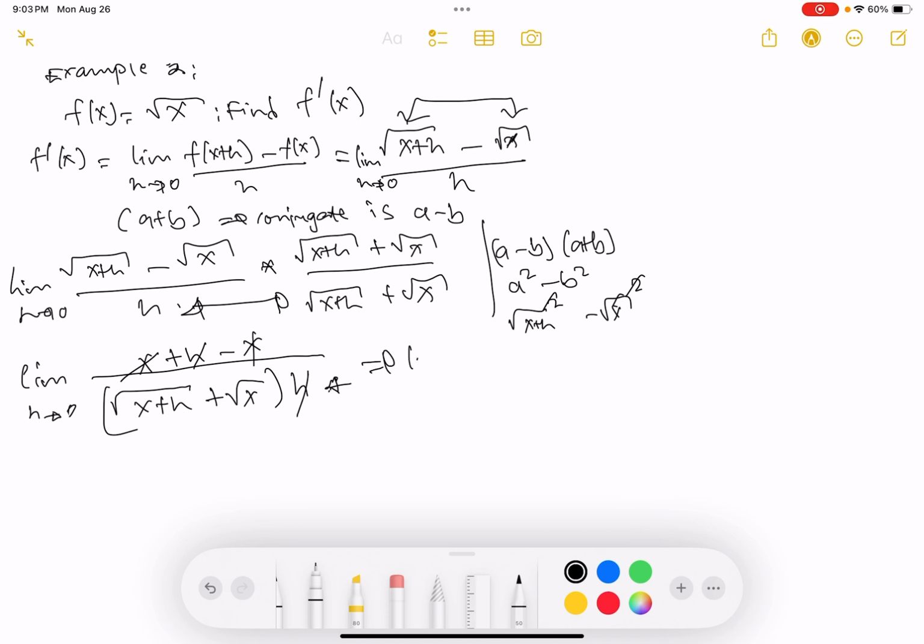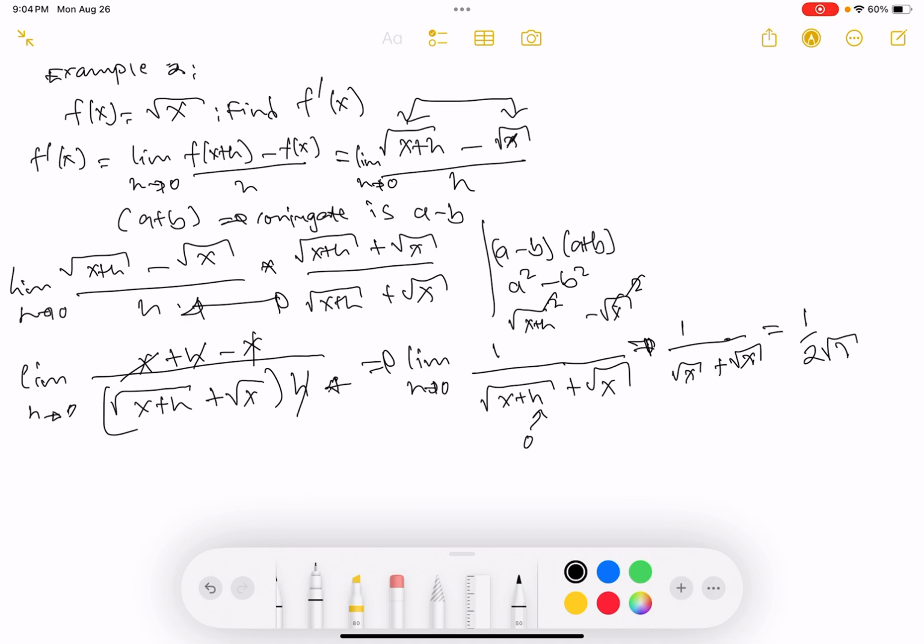So here you end up with the limit as h tends to 0 of 1 over square root of x plus h plus root of x, and as h tends to 0, you will eventually end up with root of x plus root of x, which means you'll have a half root of x as your final answer. So this is your answer to the problem of finding f prime of x for the function f of x is equal to square root of x.